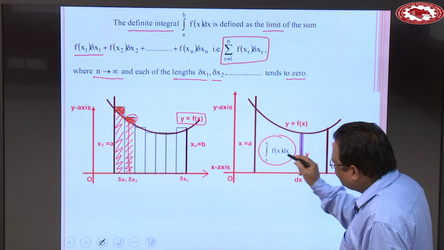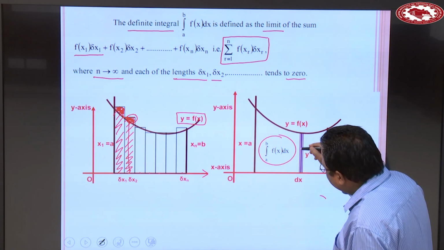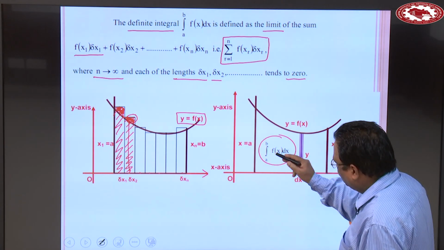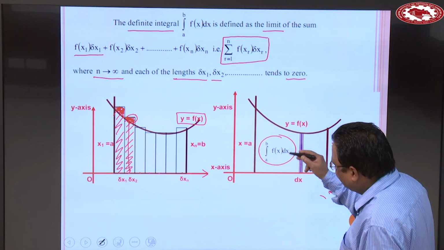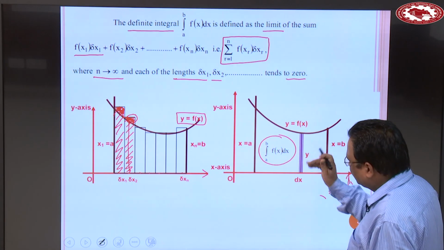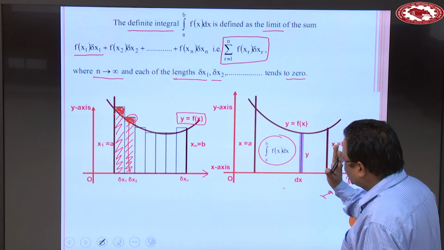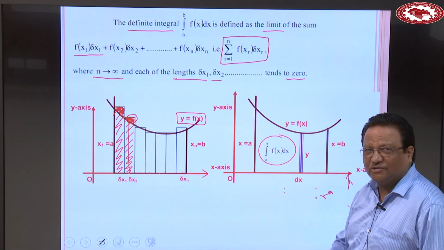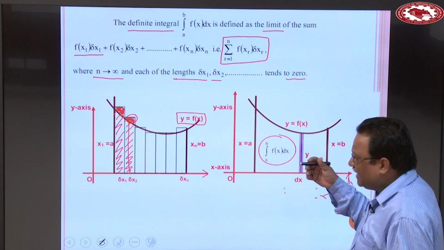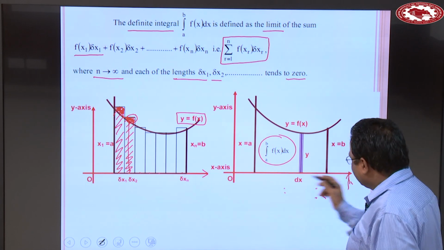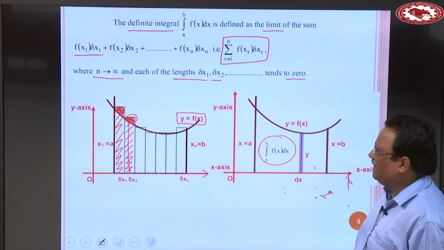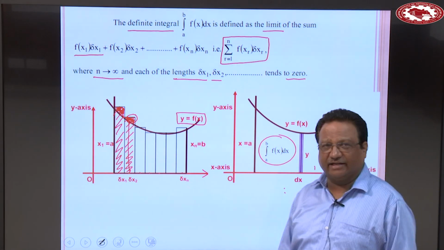So fx dx means fx dx is area of this strip, y height and dx width. So y dx means fx dx. This one is the area of this strip. Now this strip slides from this point to this point, this line to this line, means from x is equal to a to x is equal to b. So this one is the area bounded by x axis, x is equal to b, x is equal to a, and y is equal to fx. So that one is the single integral, okay?